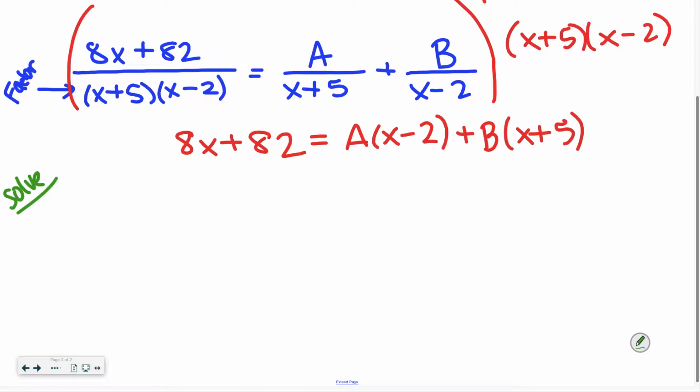What would be a number we can plug in for x that would make a disappear? 2. Let's plug x equals 2 in to where we get 96. Nope, 98, because 16 has to add to the 2. Just kind of drops the 2. 98 equals, when I plug 2 in here, poof, gone. And we have 7b. So b is 14.